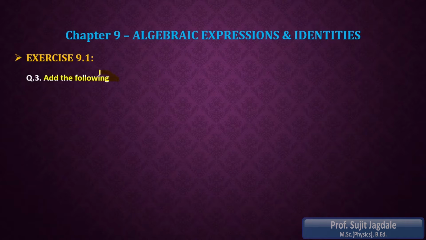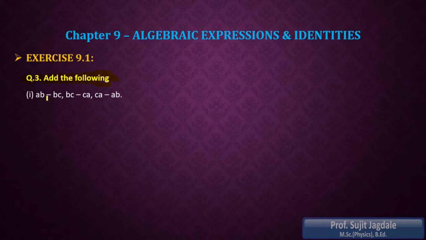Add the following. We had considered the different properties regarding algebraic expressions and their identities. We still have to consider the identities, but here we have to add the expressions. Already we had considered the types of expressions like monomial, binomial, trinomial. If a single term is there, it is a monomial; if two terms are there, a binomial, and this way.